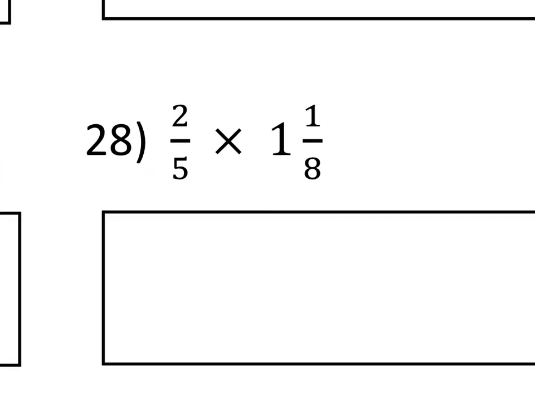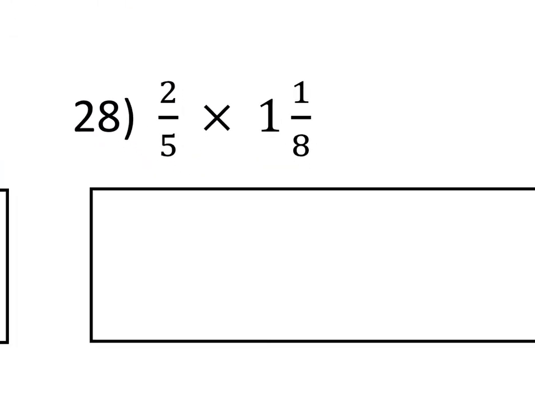Okay, 28, again, is multiplication, but we do have this mixed number, which you have to convert to an improper fraction first. So we can type that in our calculator, 1 plus, parentheses, 1 divided by 8, and use our math, enter, enter button. So 1 plus, parentheses, 1 divided by 8. Close the parentheses, hit enter, and then math, enter, enter. That will give us 9 over 8.